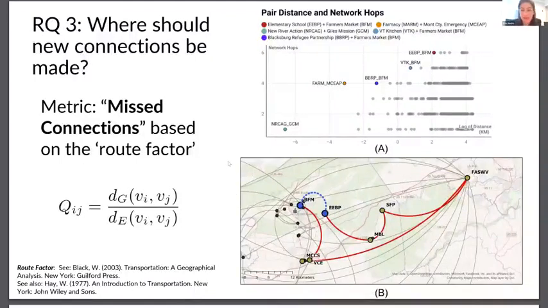So our last research question for this case study is, where should new connections be made? We're calling this missed connections, based on an old transportation paradigm called the route factor, which we can model here as QIJ, given as the number of hops it takes to get from any node I to J. They call that a geodesic, but we don't use that term a lot in our research because a geodesic has nothing to do with geography. So we call them network distance or hops.